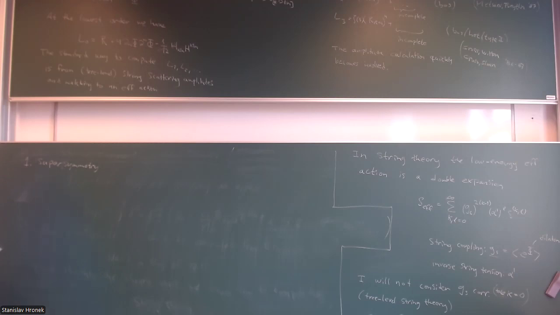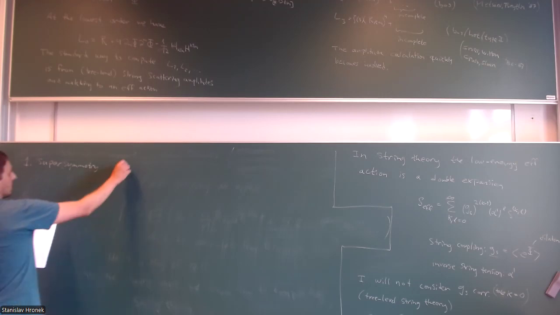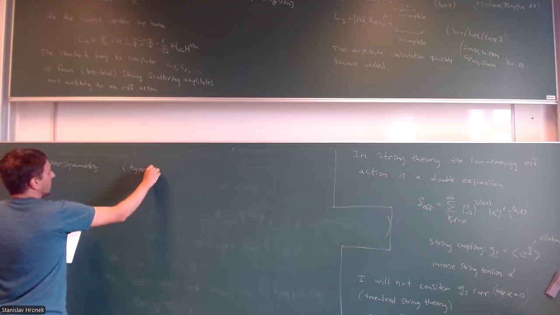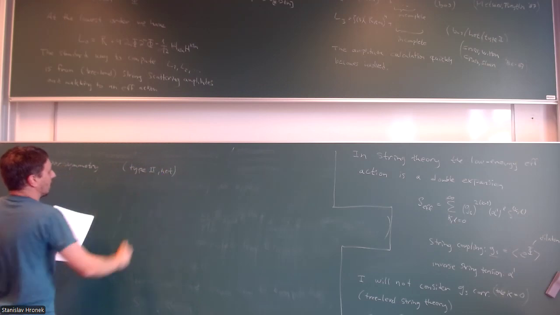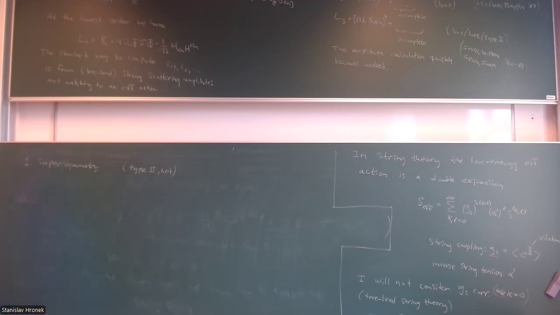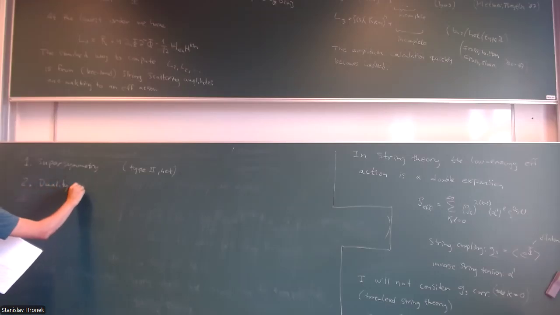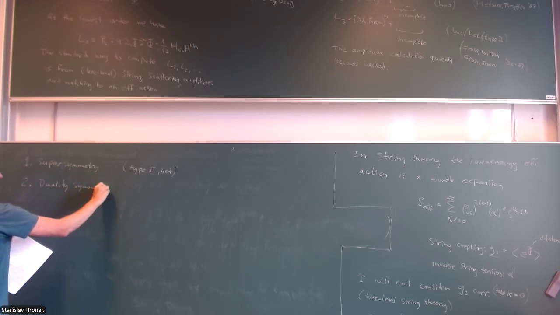Right, so this is how this works for type II and heterotic. It does not tell us anything about the bosonic string. Of course, we're less interested in the bosonic string, but if we nevertheless want to find the corrections for the bosonic string, we can't use supersymmetry. There's one other approach which works for all of them, and that's to try to use duality symmetry. And that's what I want to talk about today.